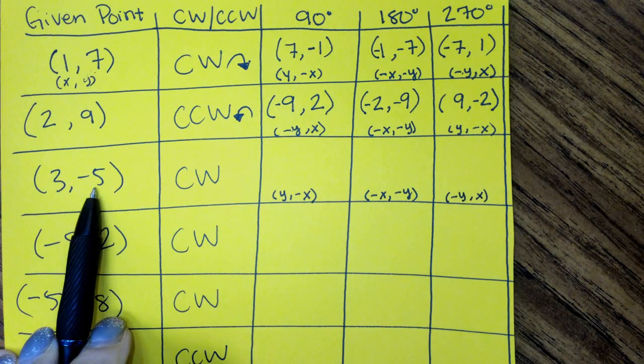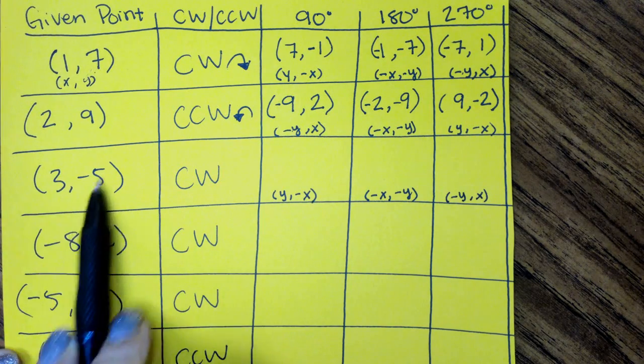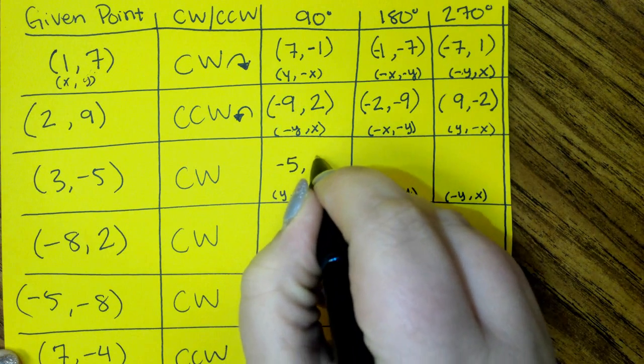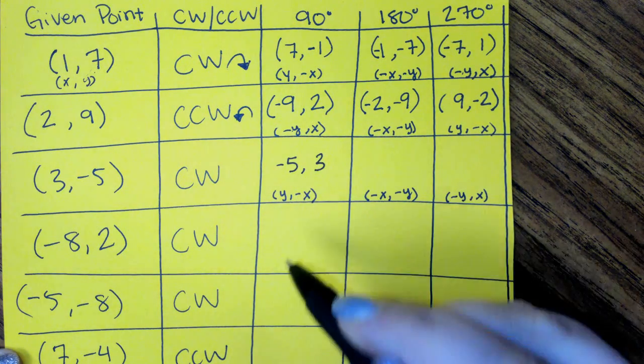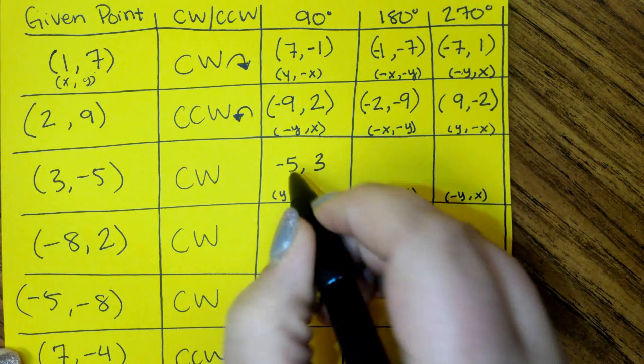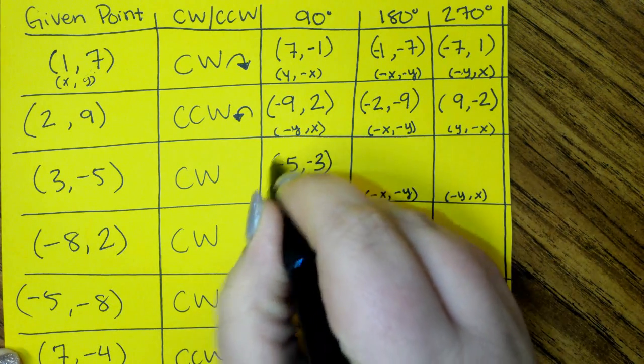Here I've got (3, negative 5). I need to switch the order of the coordinates. So I'm going to write negative 5, 3. Make the new second thing opposite. So instead of normal 3, we have negative 3.